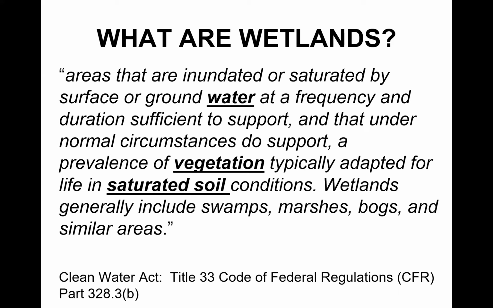Areas that are inundated or saturated by surface or groundwater at a frequency and duration sufficient to support, and that under normal circumstances do support, a prevalence of vegetation typically adapted for life in saturated soil conditions. Wetlands generally include swamps, marshes, bogs, and similar areas. So if you begin dissecting this definition, you'll notice that there are those three important criteria that are included. Water needs to be present, vegetation adapted for life in saturated soils. So those are the three criteria that focus on identifying wetlands in the field.